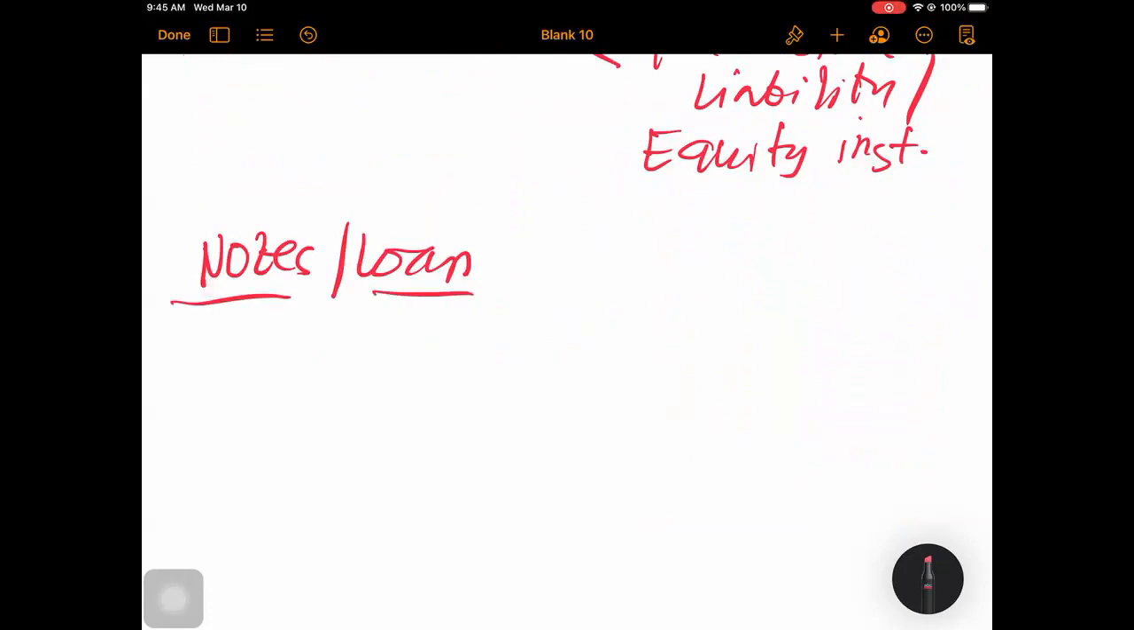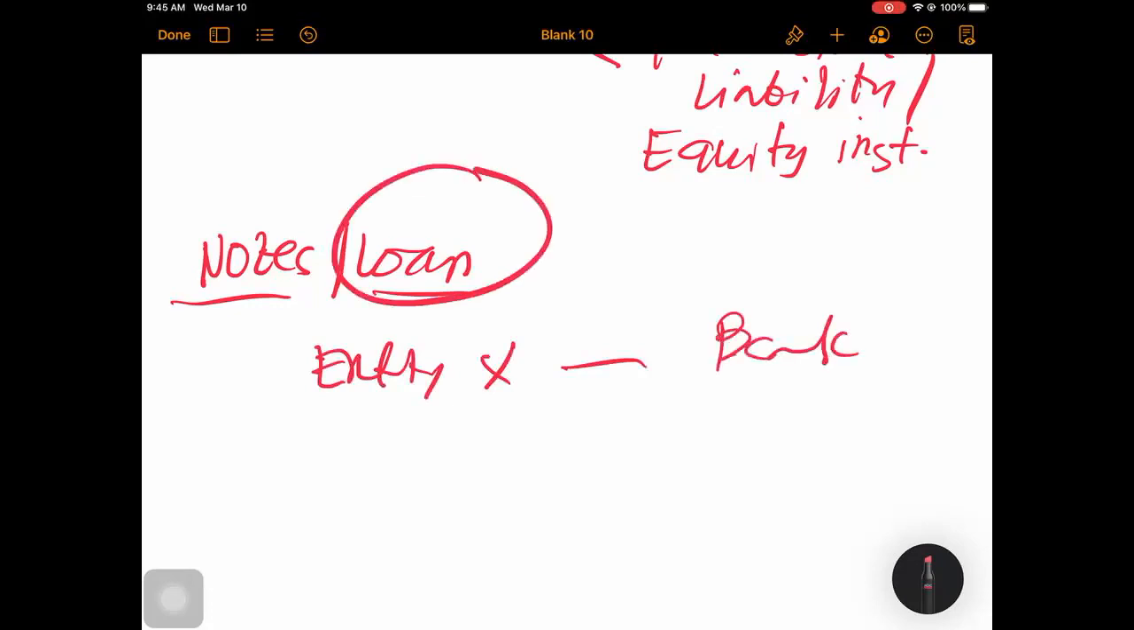Let's say, for example, the entity X and a bank, it's a loan transaction. So loan receivable or loan payable is a financial instrument. Why? Because there's a contract between the parties, between entity X and the bank. Second characteristic is, again, there are two parties and for the other party, there should be a financial asset. So a financial asset is a contractual right to receive cash. Okay, contractual right to receive cash.